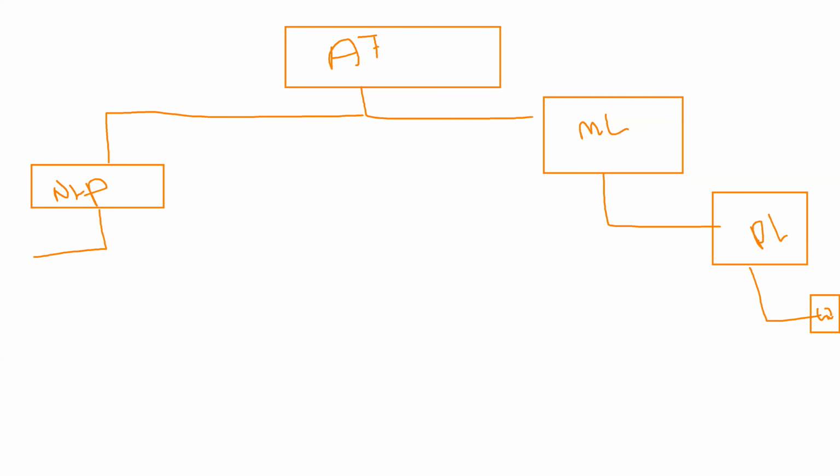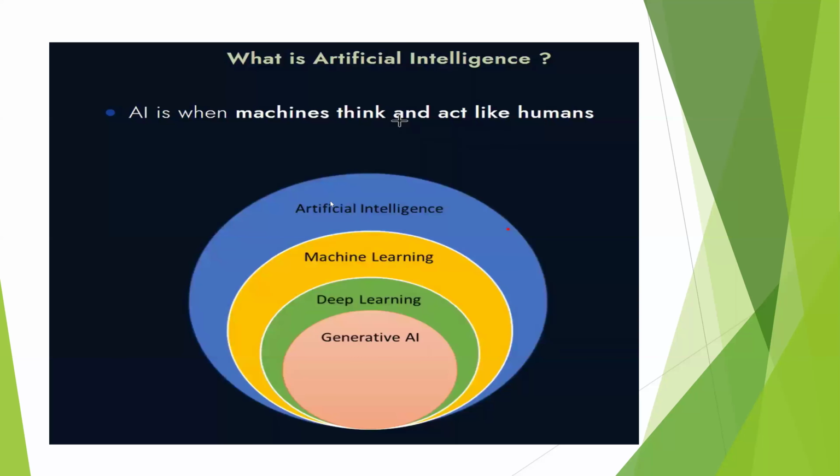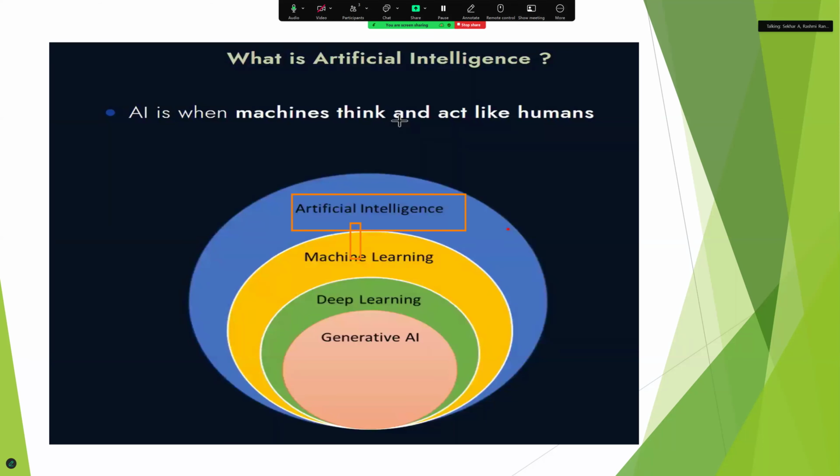Under NLP again we have various types: LLM, large language models, and small language models. Many things are there. This is the architecture. So one branch under artificial intelligence is machine learning. Under machine learning, deep learning. Under deep learning, generative AI.